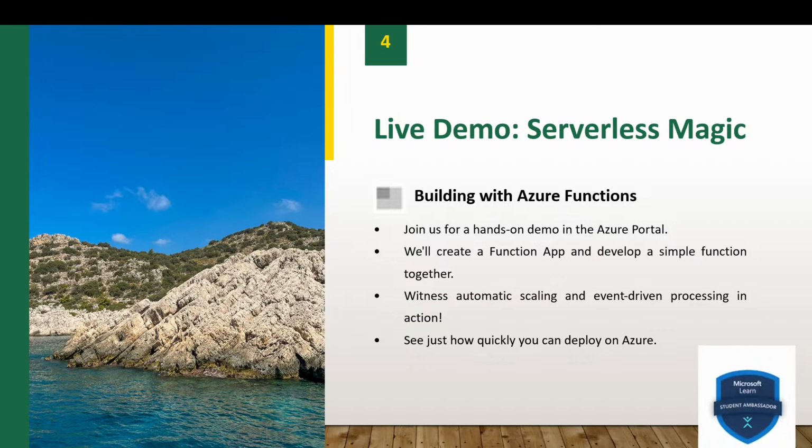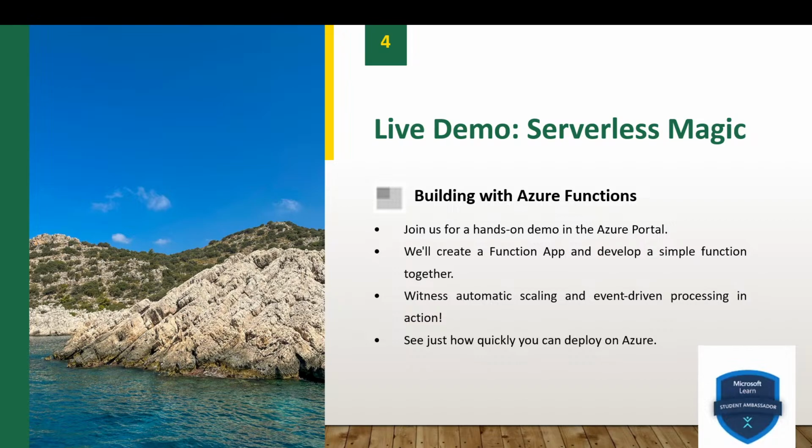Manage function settings. You can adjust various settings for your function, such as scaling options, environment variables, and authentication methods. These settings are accessible from the configuration and scale out settings in the function app menus.